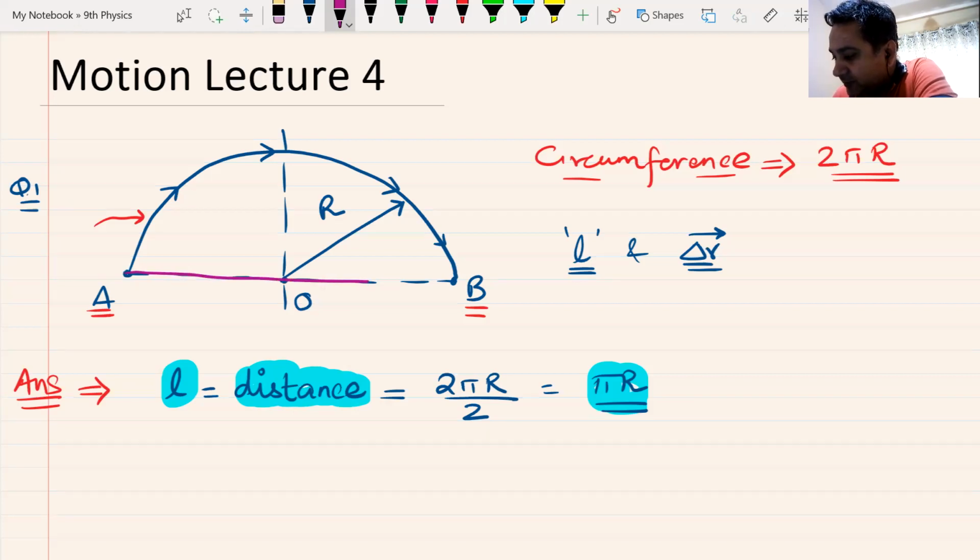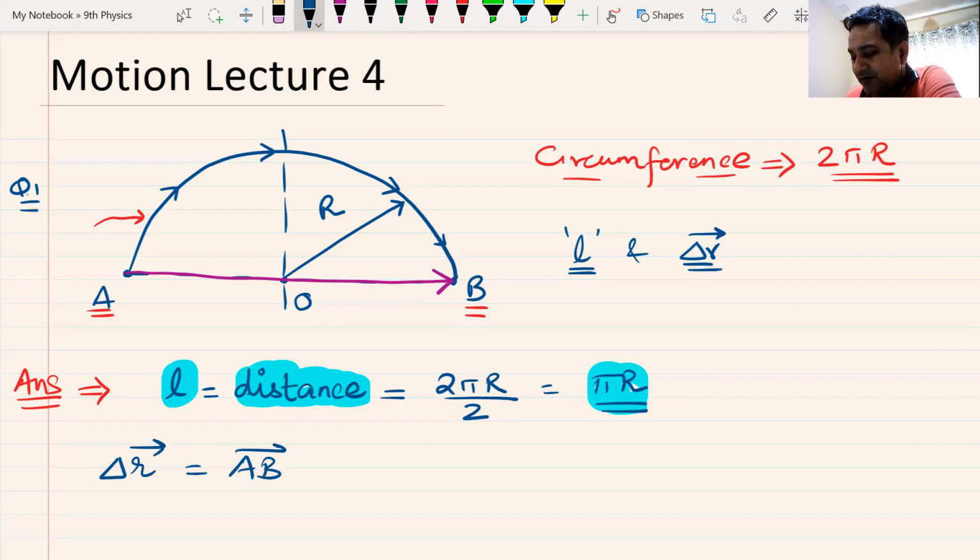Okay, this is better. So to find out the displacement, I have to do nothing. Just draw a straight line connecting A and B. And in fact, I can very easily write that this displacement is equal to this AB vector. But you'll have to find the answer. When you write this AB vector, what are the two things that I need to know? One is the magnitude and the other one is the direction.